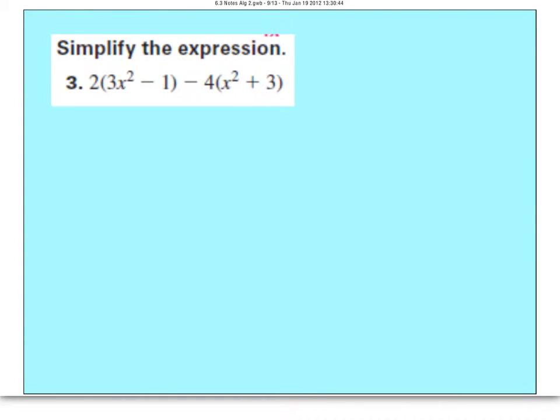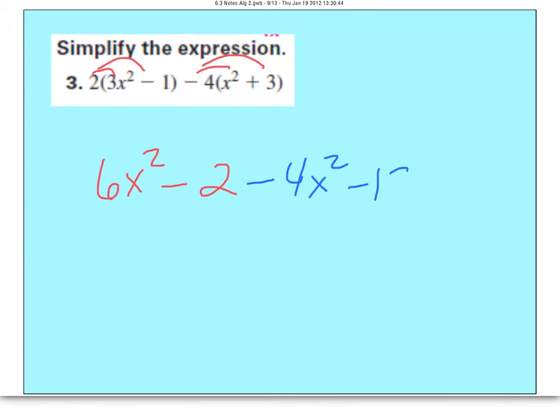This last one here is some nice practice of subtraction. Again, we're going to multiply the 2 through. Here we multiply a negative 4. So 2 times 3x squared is 6x squared. 2 times negative 1 is negative 2. Negative 4 times x squared is negative 4x squared. Negative 4 times positive 2 is negative 12.